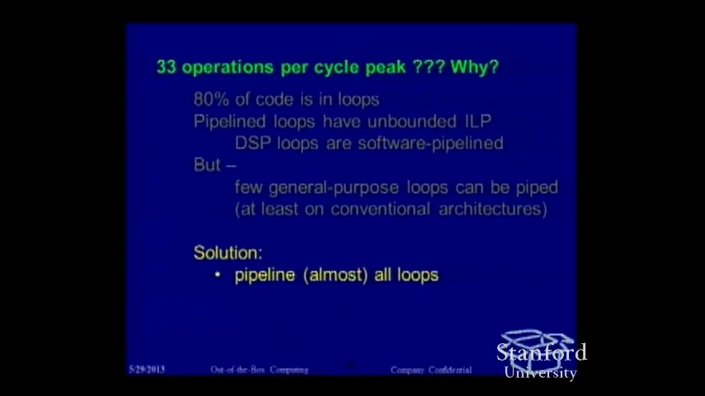The solution: find a way to pipeline almost all loops, and we have done that, but that's not the subject of today's talk, and throw hardware at it. Few people realize how little of a chip's area and power are consumed by the actual functional units, the adders and multipliers and things like that. 6% of the total chip is the usual number for that. You could double the number and still be only at 12% of the chip.